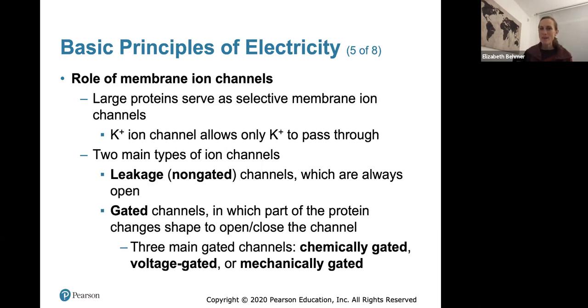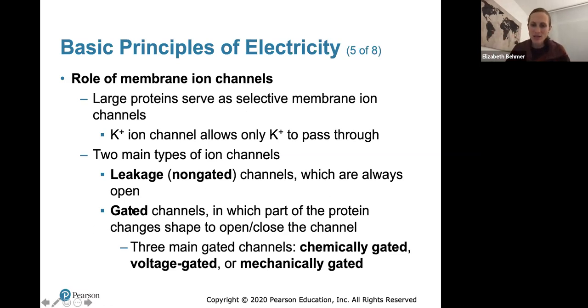So the role of our membrane ion channels. You have channels in the membrane of a neuron, which are large proteins that serve as selective membrane ion channels. For example, if you have a potassium channel, which is K, it only allows potassium ions to pass through. We have two main types of ion channels: leakage channels and gated channels. Leakage channels are always open, so ions can kind of leak through.